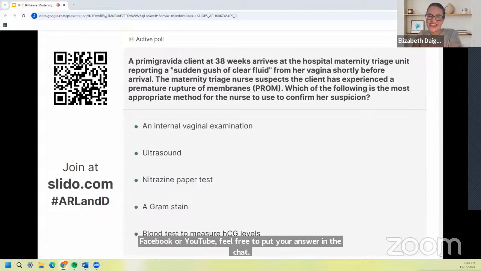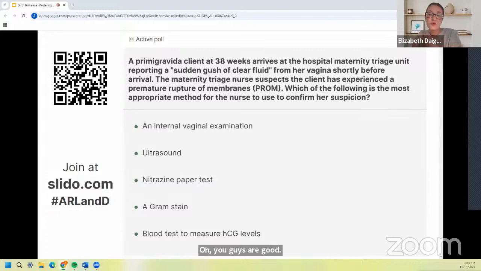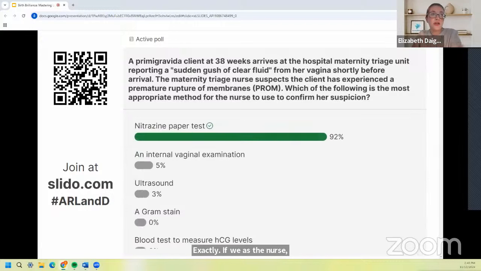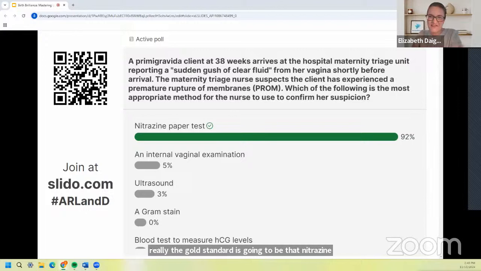Oh, you guys are good. Exactly. If we, as the nurse, are going to test that fluid, really the gold standard is going to be that nitrazine paper test. So 92% of you guys got that. Very, very good job. And of course, remember the provider could also take a sample of that fluid to look at under the microscope. And we would be looking for that ferning, which is very, very cool to see. Of course, the provider should also be doing a vaginal examination, but that's not the gold standard. The nitrazine test is much more effective.